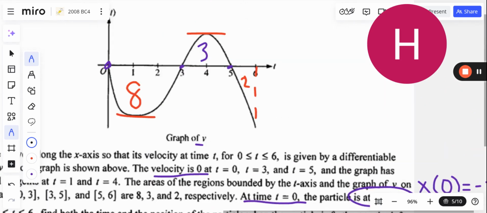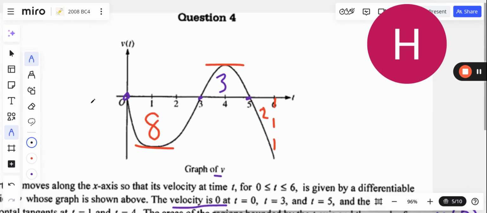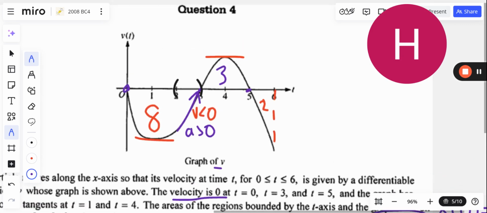Now the velocity is just given on the graph. So let's take a look from 2 to 3. From 2 to 3, the value of the velocity is negative, so we can say v less than 0. Now what about the acceleration? Remember that the acceleration is the derivative of velocity, which means it's the slope. And from 2 to 3, the slope is clearly going upwards, so it's positive, which means the velocity is negative, but the acceleration is positive. That indicates that it is slowing down.